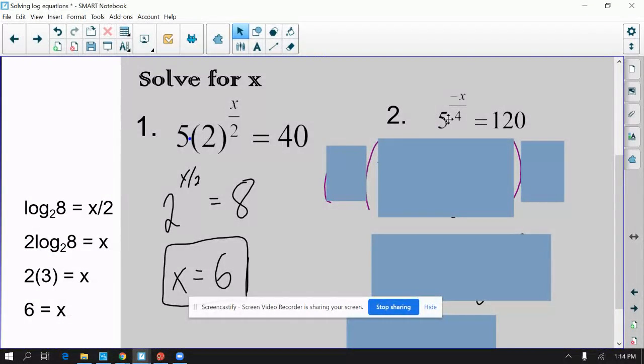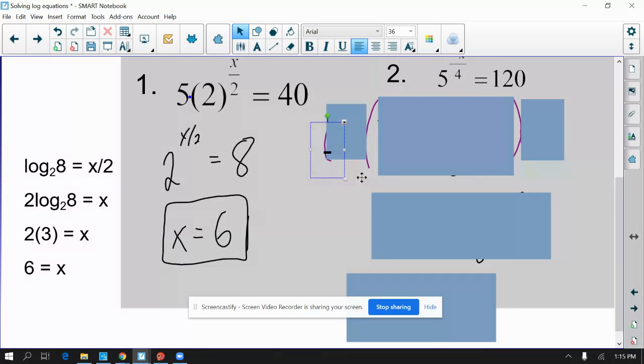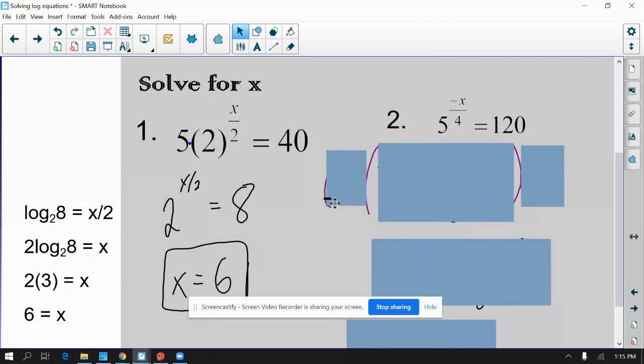What's going on over here? 5 to the negative x over 4 equals 120. By the way, even if there were a negative sign in front, this is something we have to know. This is part of the language. If you're faced with this, like let's say on the SAT, how would you react here? You have to know that bases are never negative with exponential functions. It's not negative 5 raised to this. It's actually negative 1 times 5 raised to this.